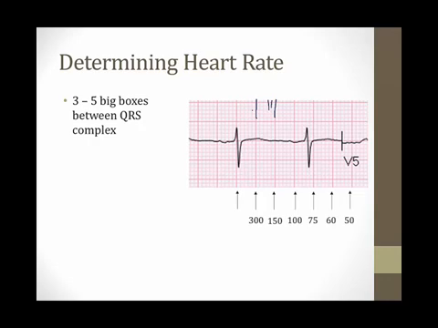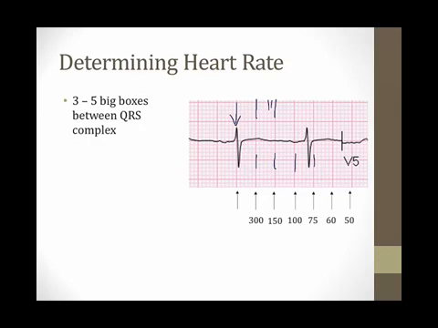The way it's done is by using a quick method, which involves figuring out how many big boxes pass between two QRS complexes. So to do this, you need to identify a QRS complex that falls on a solid line, like this one right here. You then figure out how many big boxes pass before the next QRS complex. You can see that 1 passes, 2, 3, so about 3.5, just a little under 4 big boxes pass before the next QRS complex.